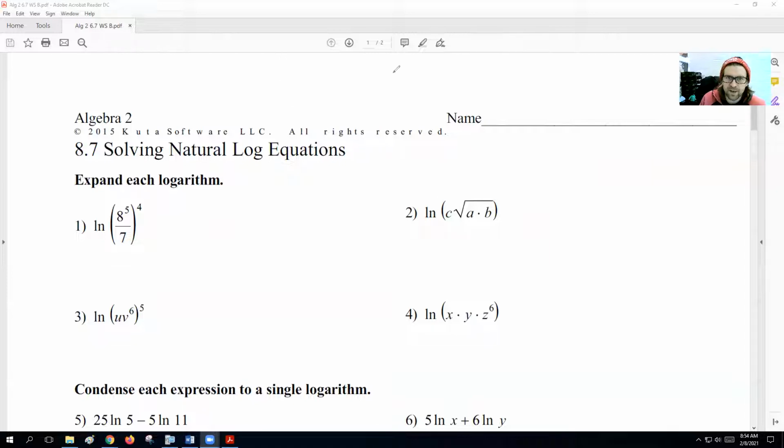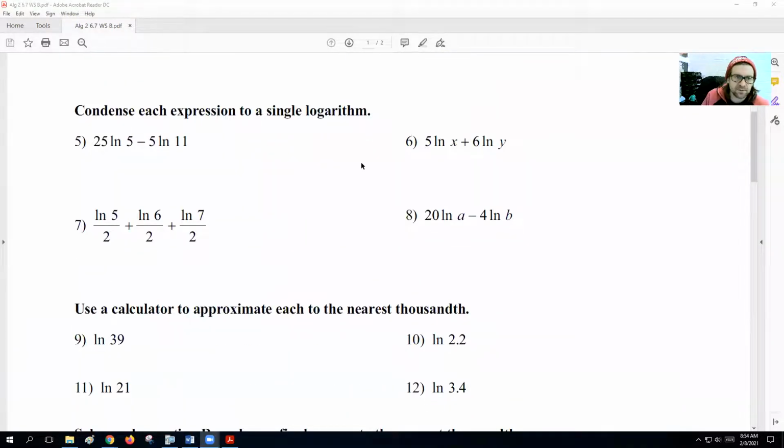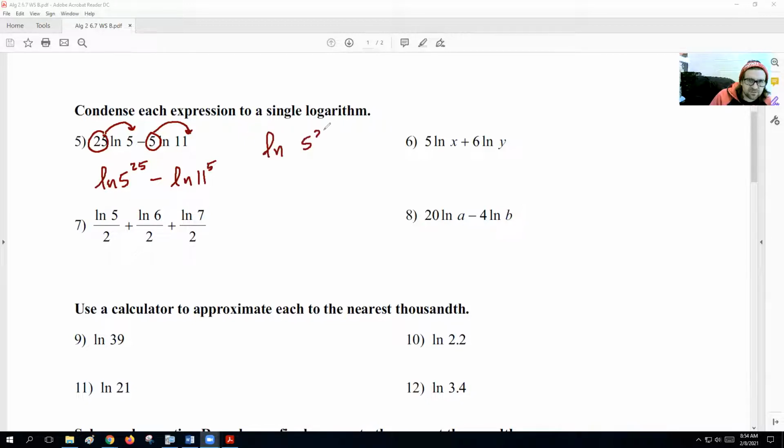Now, it might actually be easier for you guys to do the next one when we have numbers here. So how would we compress these numbers into a single natural log? If we're going to compress them, any number outside is going to bump up to become the exponents. So this would be natural log of 5 to the 25th power minus natural log of 11 to the 5th power. Then look at this and go, okay, the subtraction would go into division. So the answer here would be natural log of 5 to the 25th power over 11 to the 5th power.